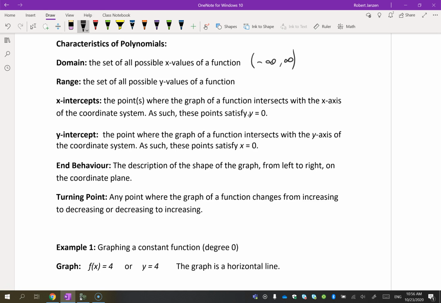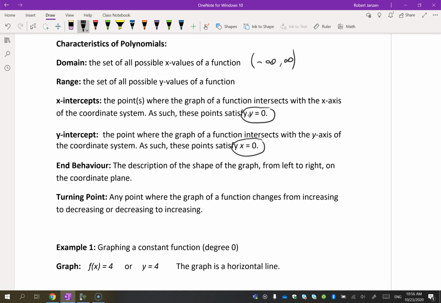The range will be dependent on what kind of graph you have, and we'll get into things like that, but the range is the y values. The x-intercepts, that's where the graph intersects the x-axis, and it's always where y equals 0. The y-intercept is where x equals 0, and it's where it crosses the y-axis.